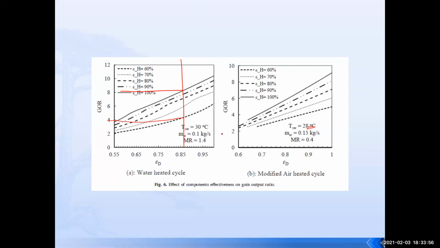The same thing applies for the dehumidifier. Say for a dehumidifier effectiveness of 0.6, we have a GOR of almost 3. But for an effectiveness closer to 1, say about 0.98, we're talking about a GOR greater than 4, greater than 8. So increasing the effectiveness has a significant effect on the increase in the GOR.